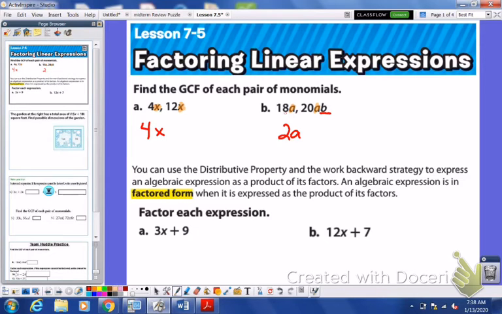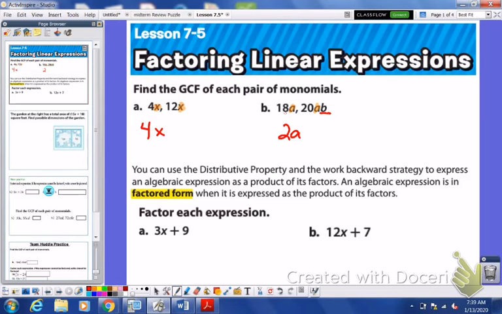So the new part here is dealing with your variables. You want to divide out as many variables as you can, but the variable must be a part of each one of the monomials. Okay, so now that we know how to find our GCF of monomials, we're going to use the distributive property and work backward strategy to express an algebraic expression as a product of its factors. An algebraic expression is in factored form when it is expressed as a product of its factors. So basically, what that means is we're going to find our GCF.